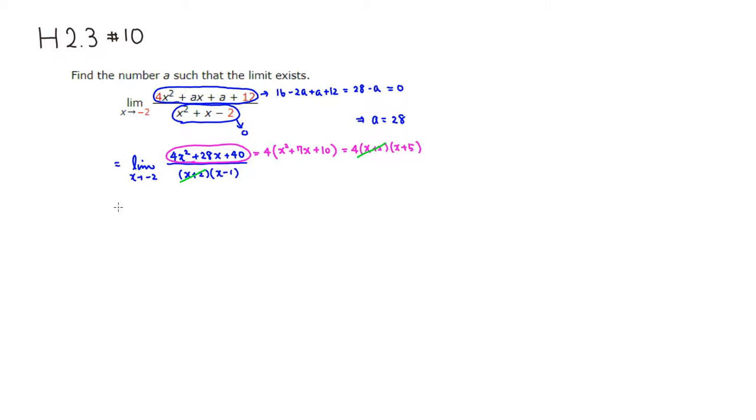Then I'm going to just plug in x equals -2. So you have 4 times -2 plus 5, over -2 minus 1. This is 3 times 4, so it's 12 over -3, which is -4. So the limit is -4.